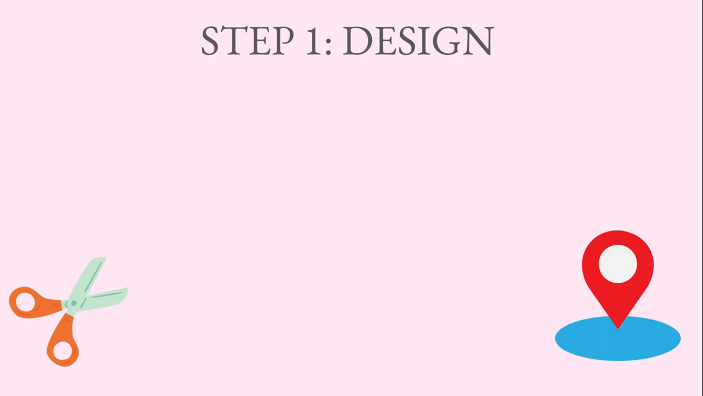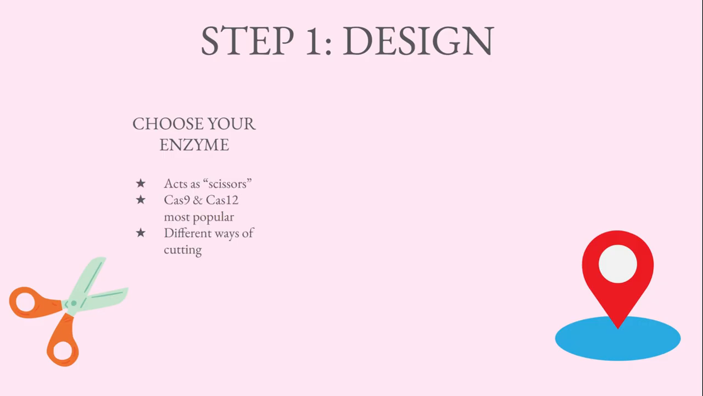Step 1 is design. First, you must choose your enzyme. The enzyme acts as scissors to cut the gene. Cas9 and Cas12 are both the most popular enzymes to use. They are different because of the ways of their cutting. Cas9 cuts more straight and Cas12 cuts more curved.